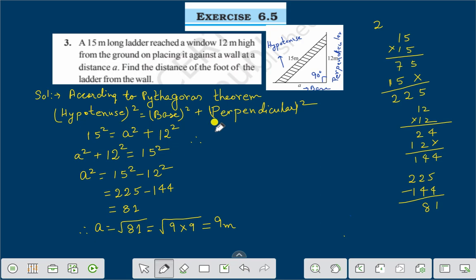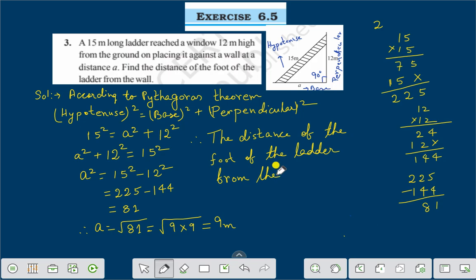Therefore, the distance of the foot of the ladder from the wall is 9 meter. 9 meter. This is the answer.